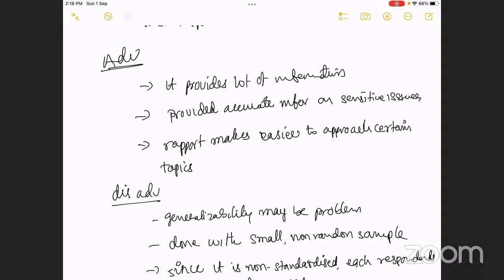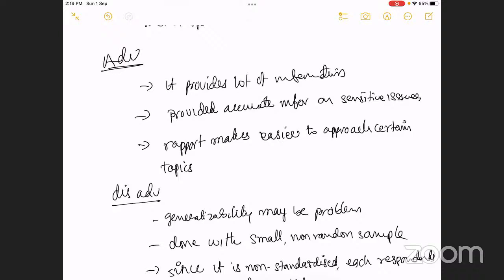That is one of the disadvantages. This in-depth interview is usually done with a small group, a small number of people, and a non-random sample. That means you have preconceived ideas: I want to go to this person and ask the questions. It's not a random one. Non-random, like judgmental sampling or purposive sampling.